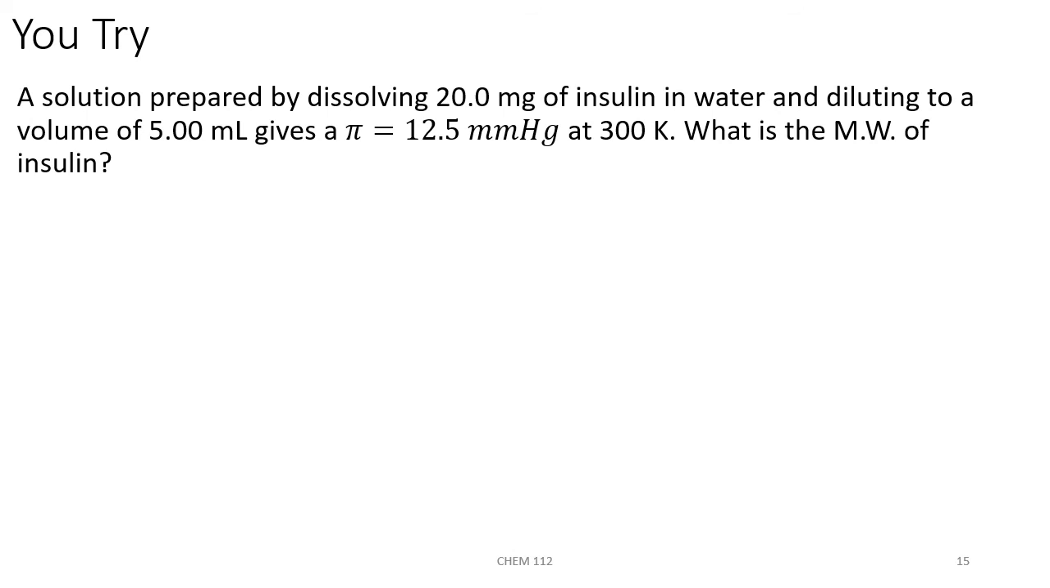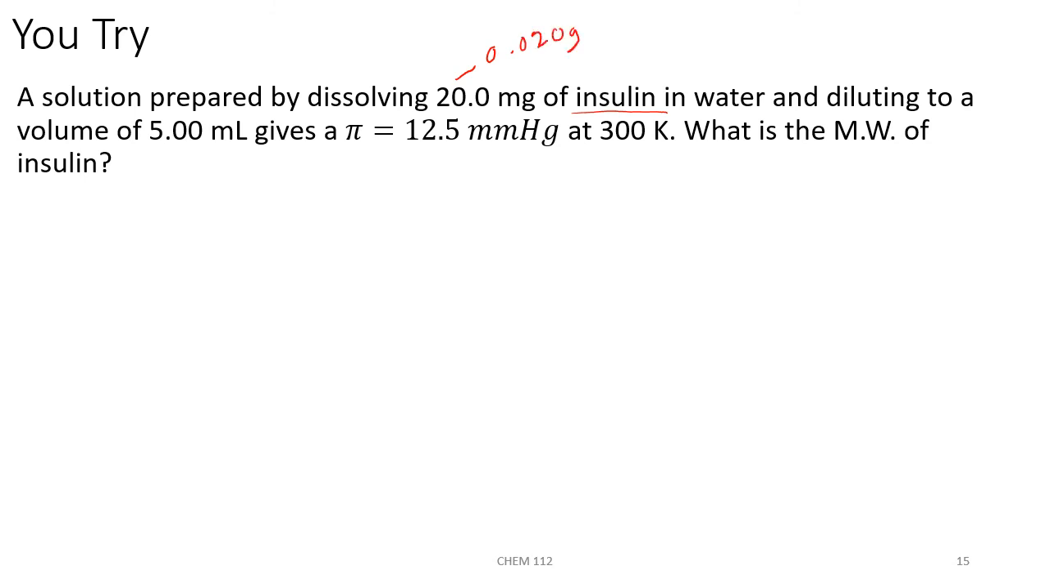Let's try another example. A solution prepared by dissolving 20 milligrams of insulin in water and diluting to a volume of 5 milliliters gives an osmotic pressure of 12.5 millimeters of mercury at 300 Kelvin. What is the molecular weight of insulin? So we're still assuming that we're doing our problems with non-volatile, non-ionic solutes, such as insulin. And initially we have 20 milligrams, which is equivalent to 0.020 grams.